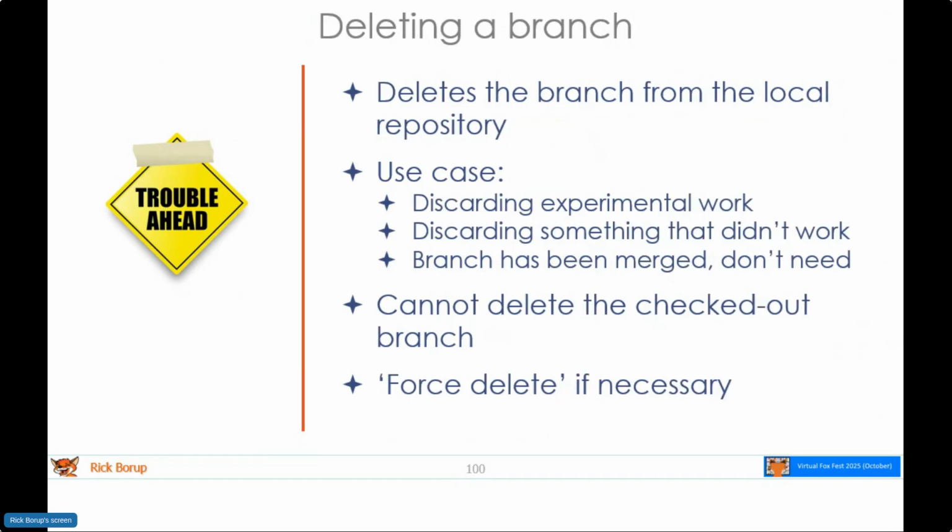Deleting a branch is extremely easy. Just remember you cannot delete a branch if it's checked out. It'll also warn you if you try to delete a branch that has uncommitted changes, but you can force delete if necessary. And deleting a branch in Sourcetree is as easy as clicking on it and choosing delete from the pop-up menu.